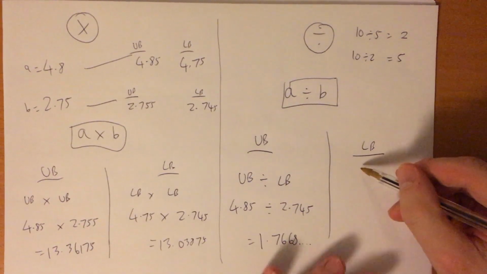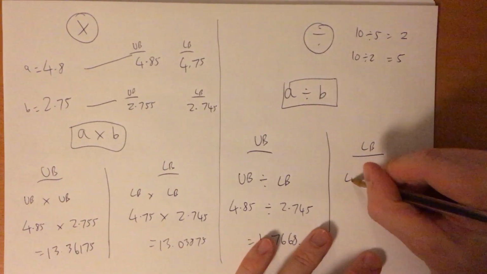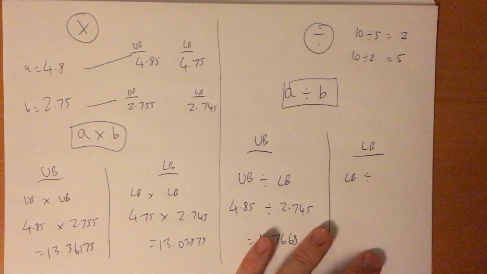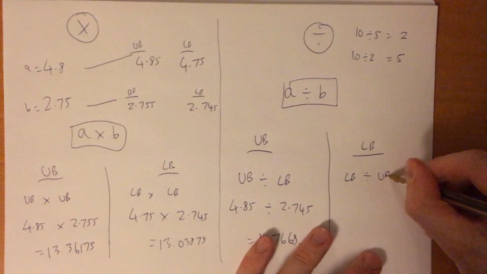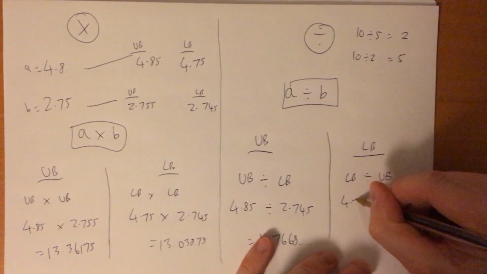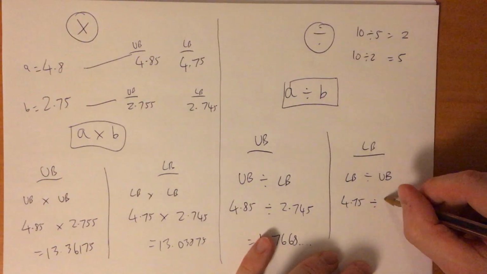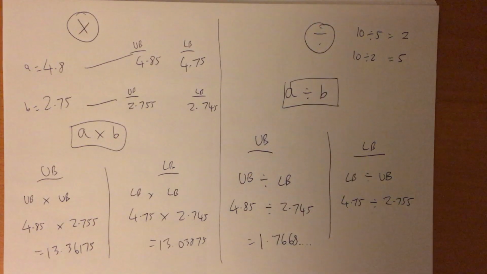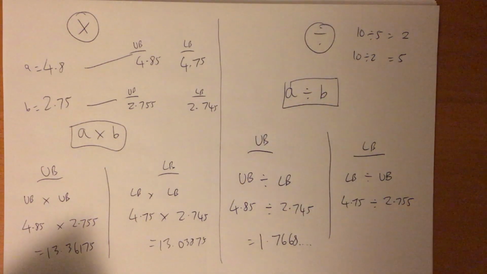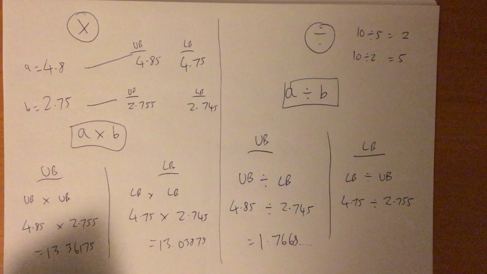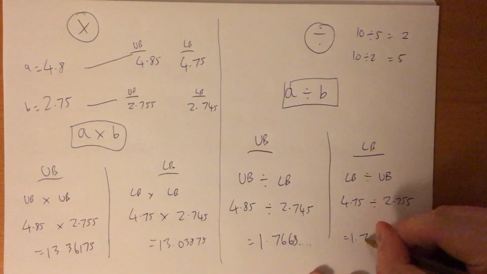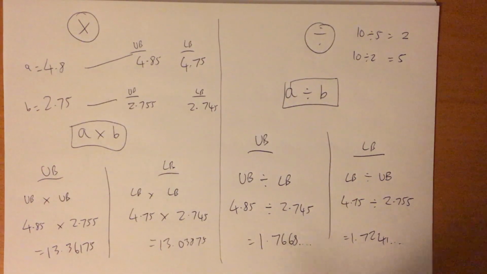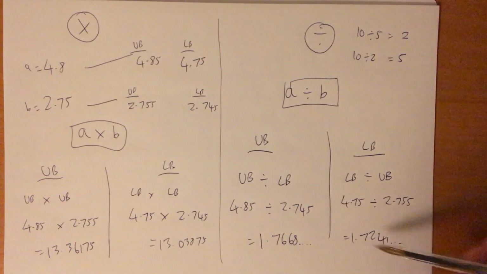And the lower bound, as we discussed with subtraction, we want the lower bound of A, so that's as small as it can be, divided by the biggest version of B, because that means it goes in less times. So therefore, we've got 4.75 divided by the upper bound, which is 2.755. So 4.75 divided by 2.755 is 1.7241, etc., etc. As you can see, that is a smaller answer than that. So therefore, that makes sense. That's the lower bound, that's the upper bound.